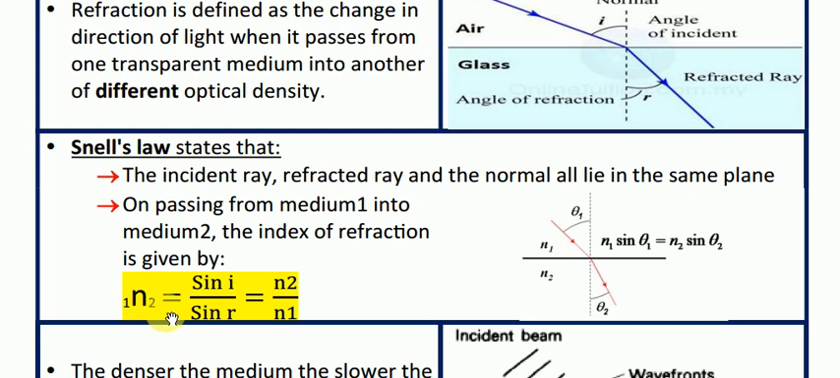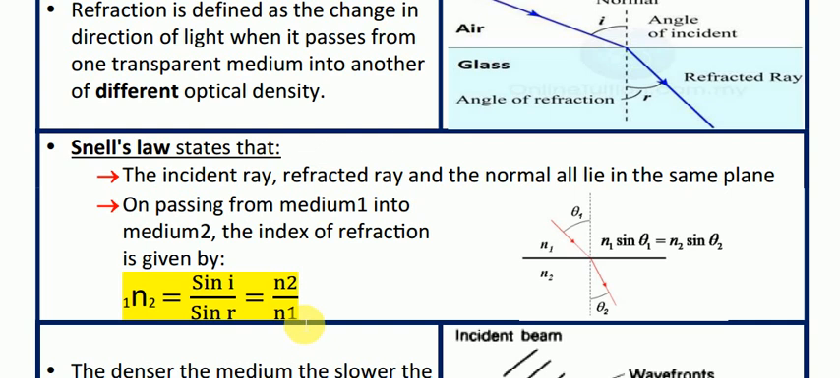If however the interface is between two denser media of different optical densities, for example water and glass, then the value of n for that interface may be calculated by n equals n glass divided by n water. So generally, on passing from medium 1 to medium 2, the index of refraction is equal to n2 divided by n1.